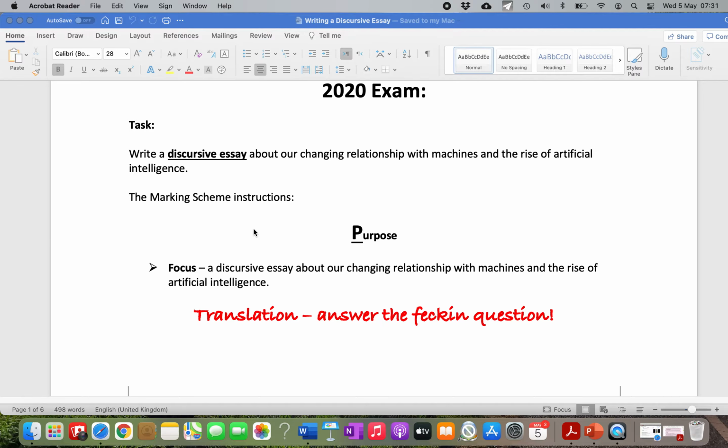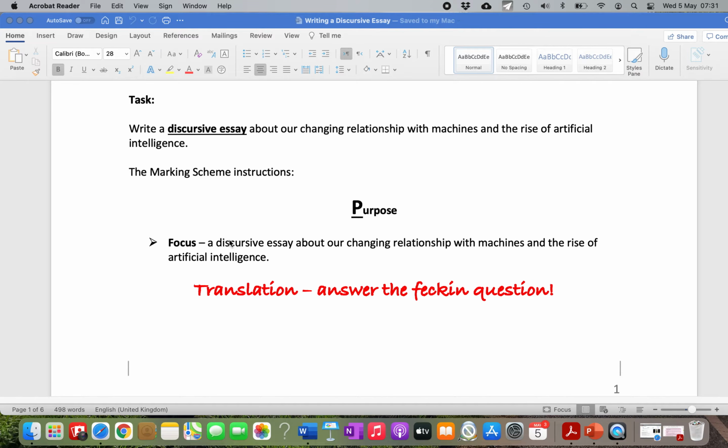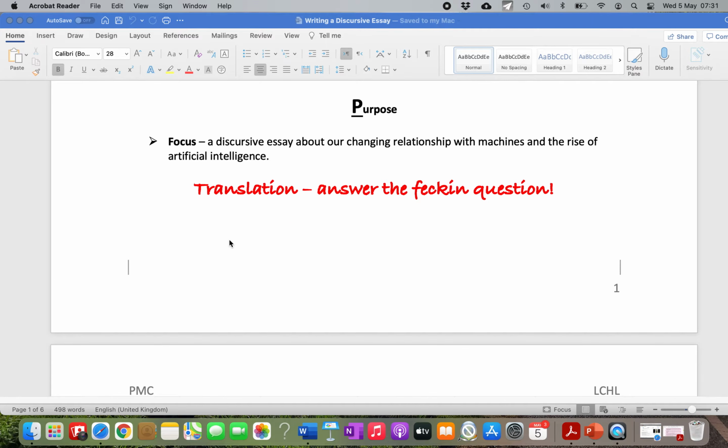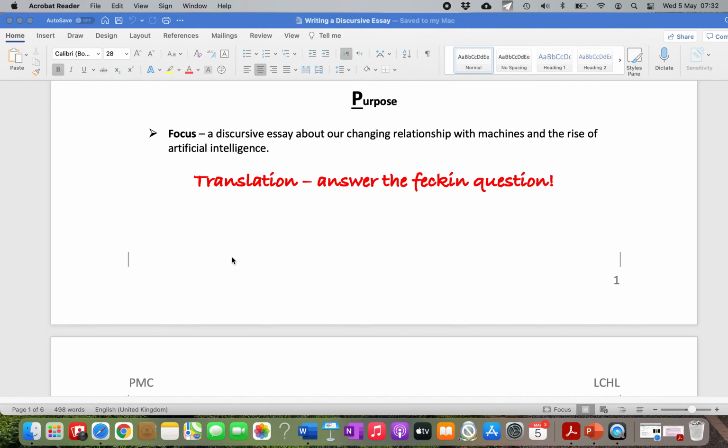In the 2020 exam, there's that question about the relationship with machines and the rise of artificial intelligence. And I just want to break down the marking scheme instructions. They never change year on year, but here is what you need to remember if you're writing a discursive essay. Of course, purpose is key. So here, they obviously say, look, you have to answer the question. It has to be about the relationship between machines and human beings. It has to be about the rise of AI and how that's changed and is changing. So in other words, answer the question. We know that, okay? That's easy.